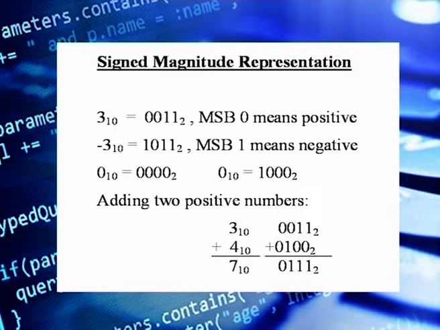Note that 0 can be represented in two different ways. It can be either 0, 0, 0, 0 or it can be 1, 0, 0, 0, where MSB 0 means positive and MSB 1 means negative. The sum of two positive integers can be computed as shown. In this representation, applying a bitwise long hand addition for all except the sign bit and simply copying the sign bit results in the signed magnitude representation of the correct result. In this case, sign bit is 0.